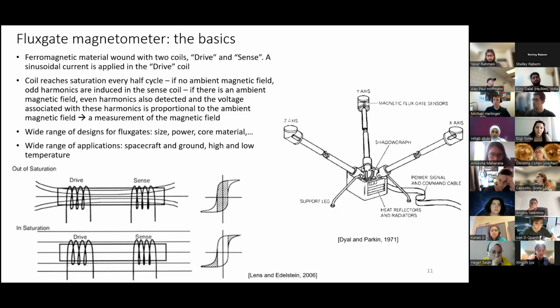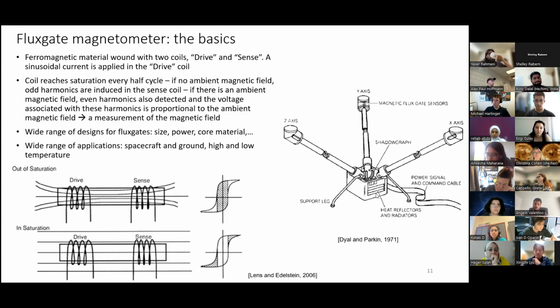Again, the basic principle here is that you drive with a certain current, wrapped around a ferromagnetic material, and then you measure, and the thing that you measure depends on whether there's an ambient magnetic field or not, and the intensity of the magnetic field. So that's the principle, and you can put a bunch of these in different axes and measure the three-dimensional magnetic field. So it works really well for getting vector magnetic fields.